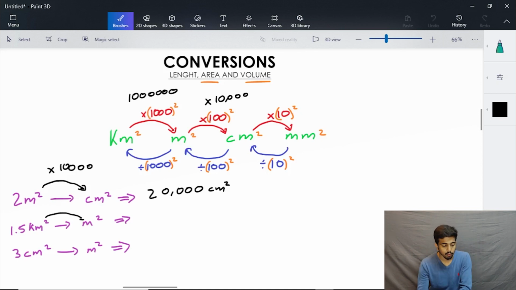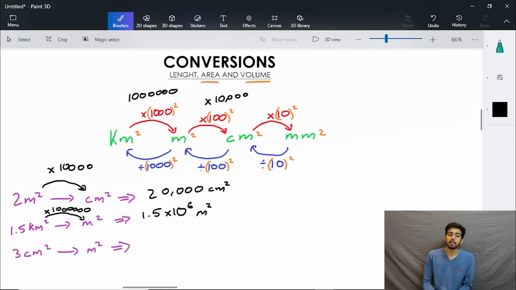From here to here, we need to multiply by 1,000,000. So 1, 2, 3, 4, 5, 6. So it's going to be 1.5 into 10 to the power of 6 meter square. Well, this is directly written in standard form. You need to convert it into normal form.